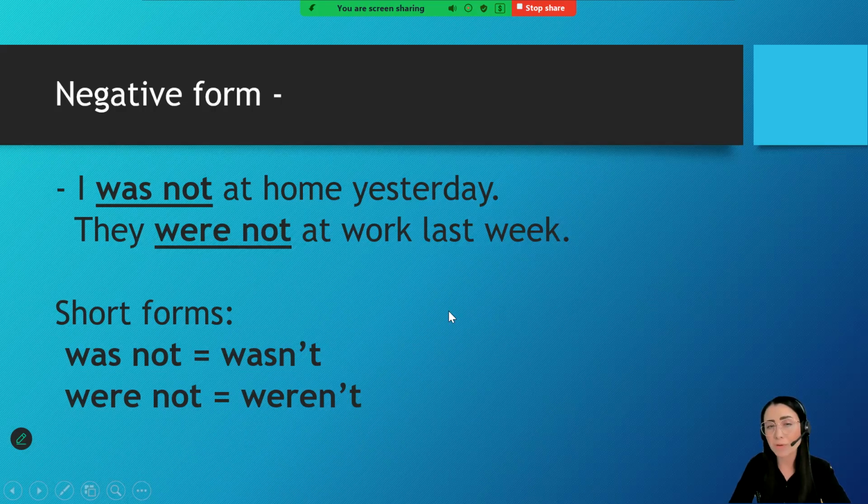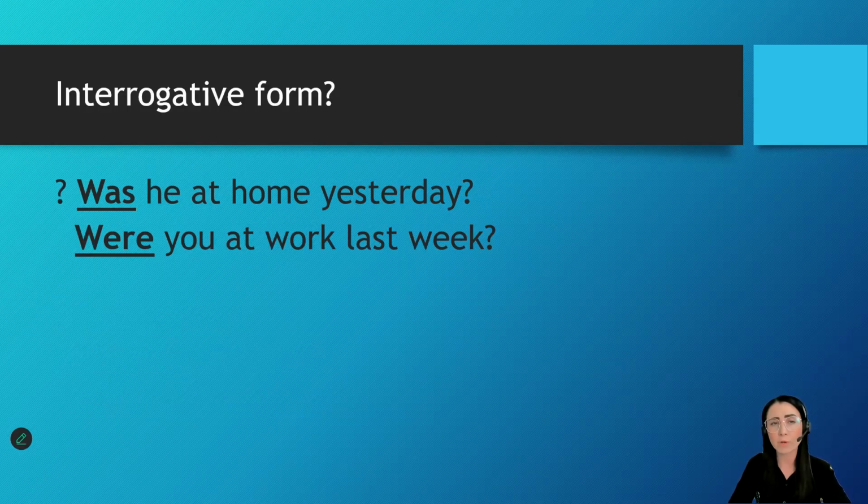It is actually preferable to use these forms. So when you do your exercises, try to use short forms as much as possible. And interrogative form, or question form, guess what? We put was and were at the beginning of the sentence, as we usually do with the verb to be. If I want to ask about his presence at home yesterday, I will say, was he at home yesterday?